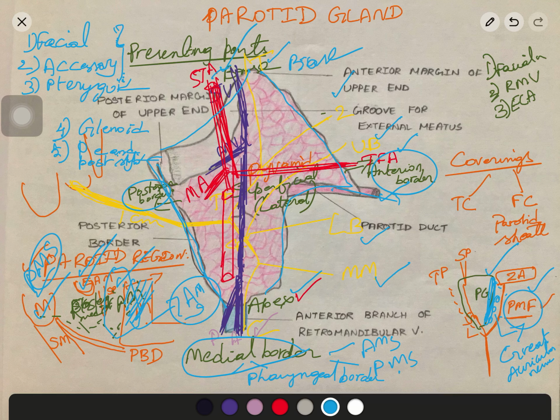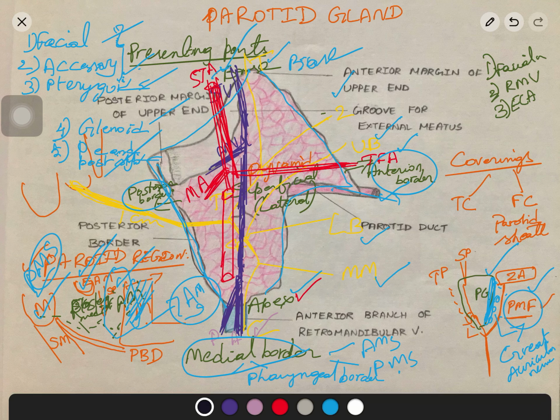So these are some of the processes of the gland that will not be present in all parotid glands. They may be present in some individuals, so we have to observe which processes are present in what percentage of the population. So there are five processes: facial process, accessory parotid gland, pterygoid process, glenoid process, and pre and post styloid process. So we have completed the processes of the parotid gland.